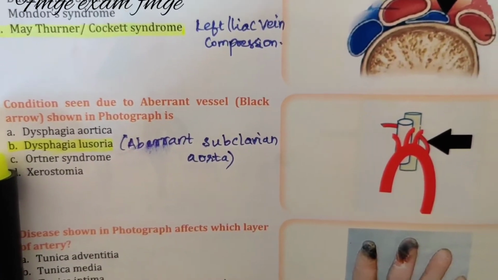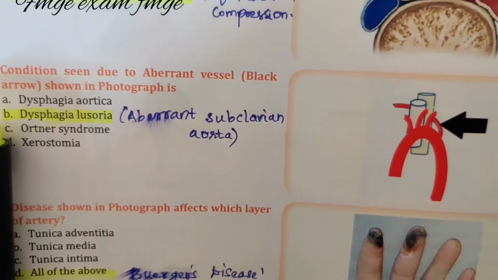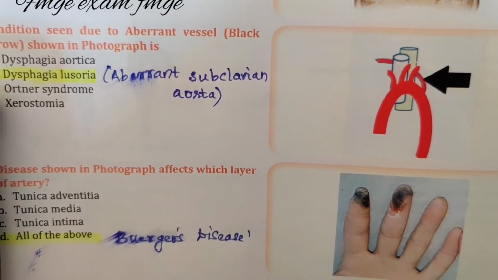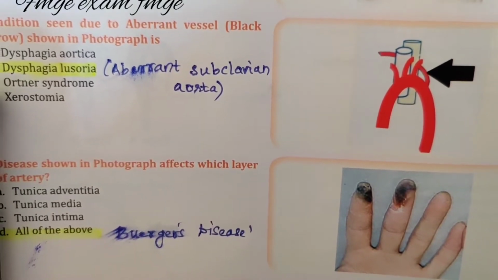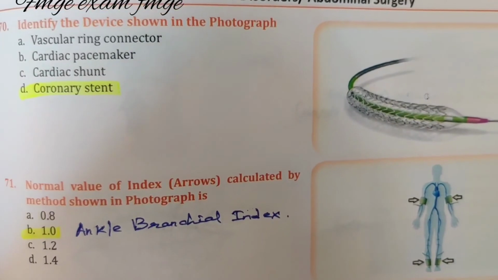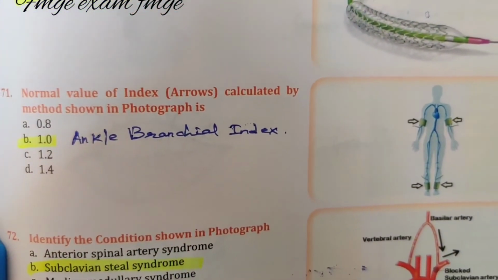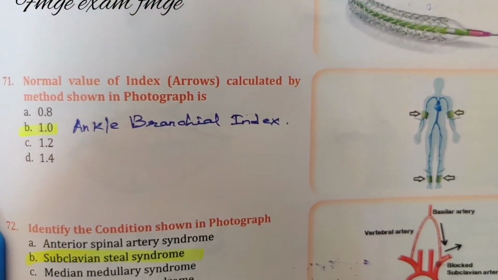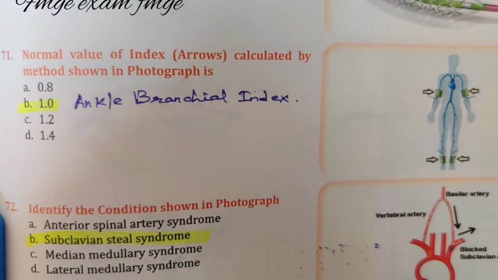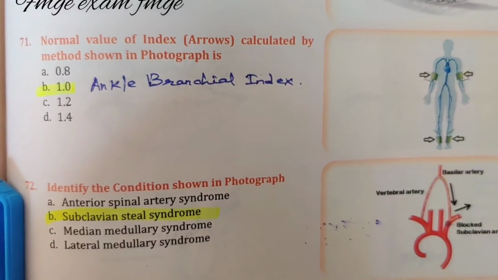Aberrant subclavian artery. The disease shown in the photograph affects which layer of the artery: all of the below. The disease is called Buerger's disease. Identify the device shown in the photograph: coronary stent. The normal value of the index calculated by the method shown in the photograph is 1.0, the ankle brachial index.